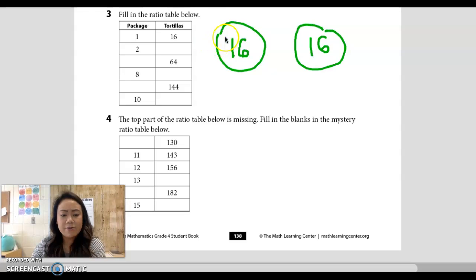If I have 2 bags, so here's my second bag, or second package, sorry. How many tortillas do I have? Write your answer here. Ooh, this one gets a little tricky. Now, if I have 64 tortillas, how many packages or bags do I have for that? So essentially you're counting by 16. And how many times you counted by 16 is the answer here.